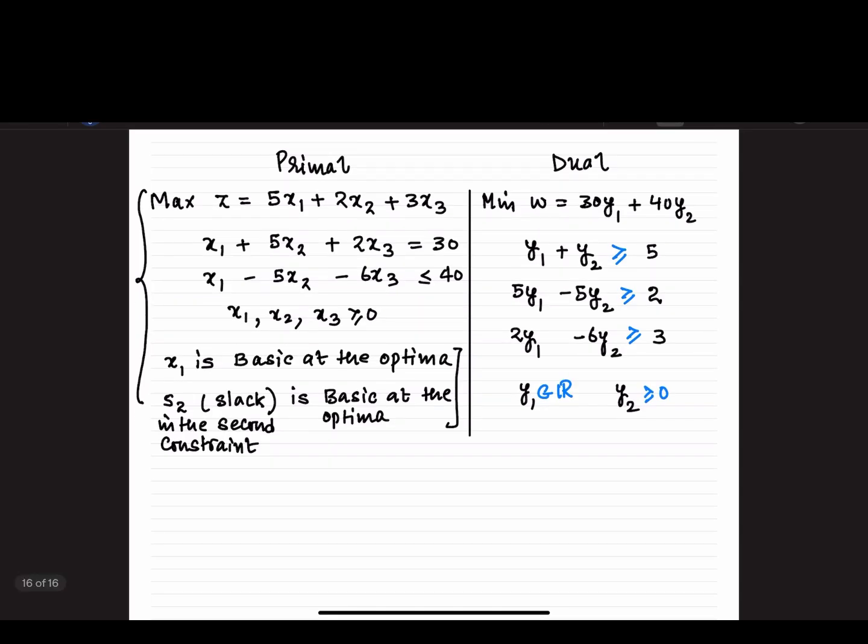Now x1 is basic. This implies the first constraint in the dual is equal to. S2 is the slack in the second constraint. So if S2 is basic, this implies y2 is equal to 0. So there you see we have the value for y2.